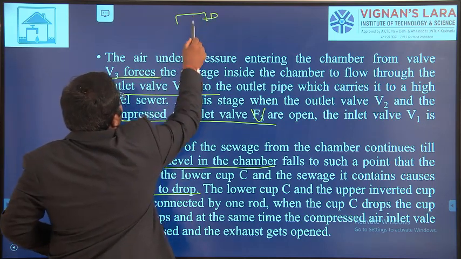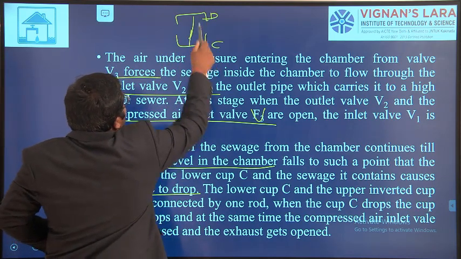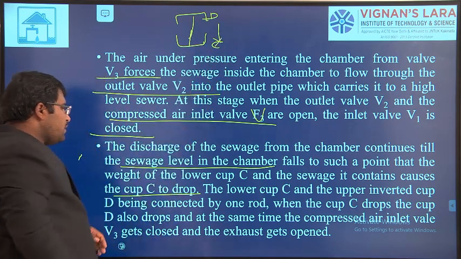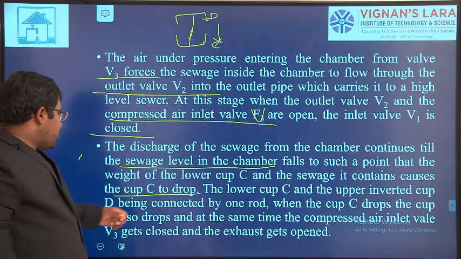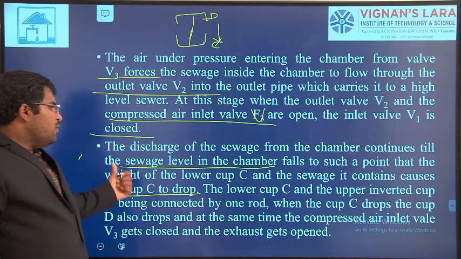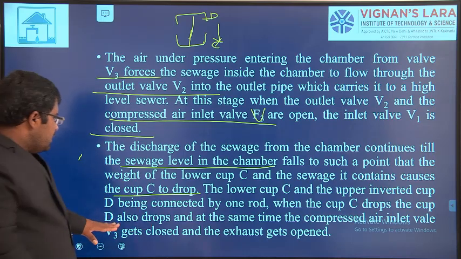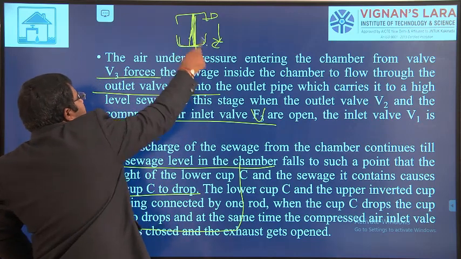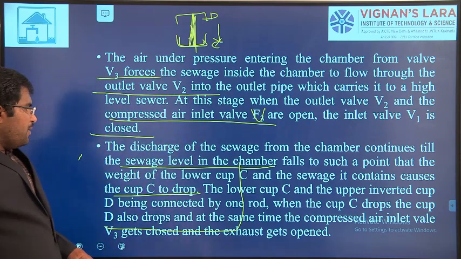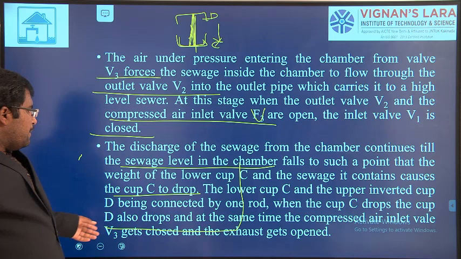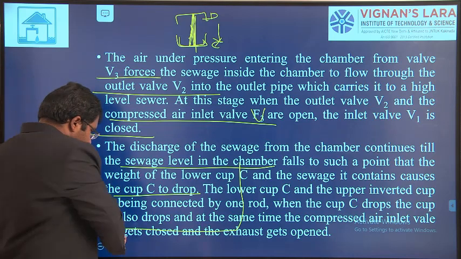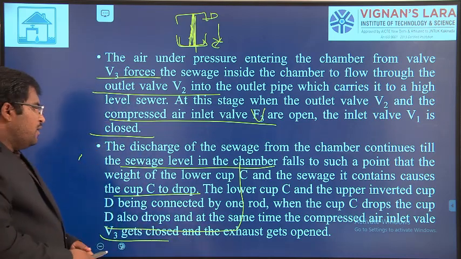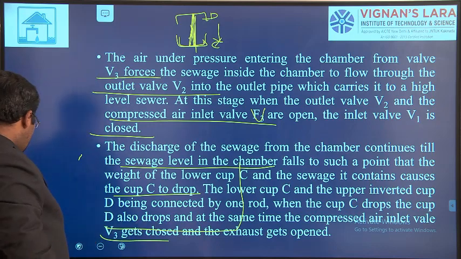Since it is D, cup C, right? So it will come down. Then the lower cup C and the upper inverted cup D are connected by one rod. When cup C drops, D also drops. Okay, we have a common line. Once C drops, D also gets dropped. At the same time, the compressed air inlet valve will get closed and the exhaust gets open. This will be repeated.